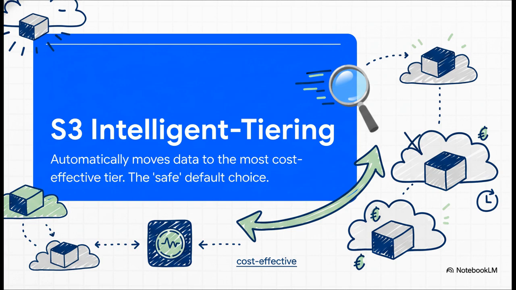What if you can't predict how often you'll need your data? Well, for that, there's S3 Intelligent Tiering. This thing is like the smart thermostat for your data.